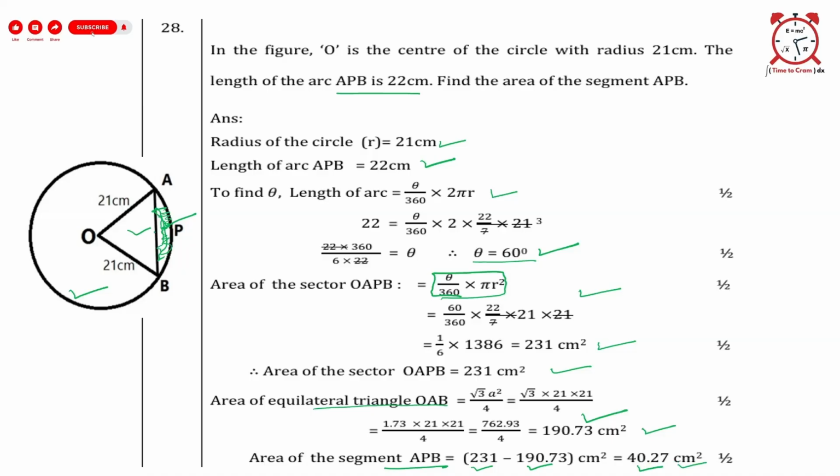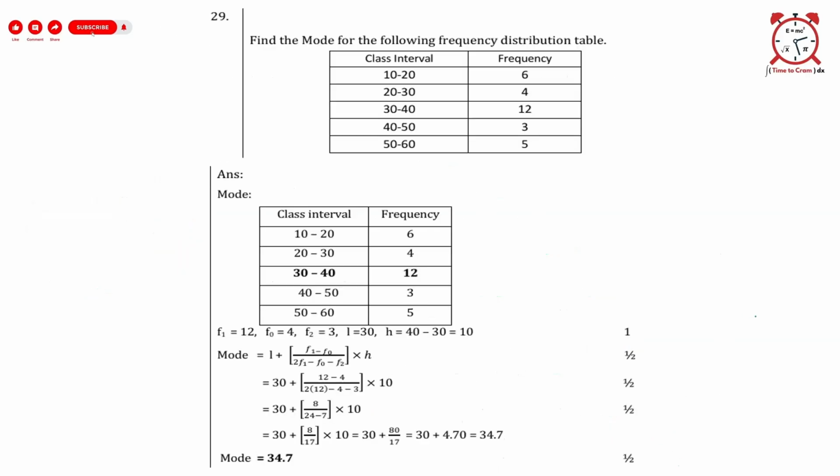Okay students, next question 29. Very good and easy question from the chapter on statistics. Find the mode for the following frequency distribution table. So first question is from the mode. Here there is an internal option. So for the mode, it is very clear that the highest frequency is 12. So this is the modal class.